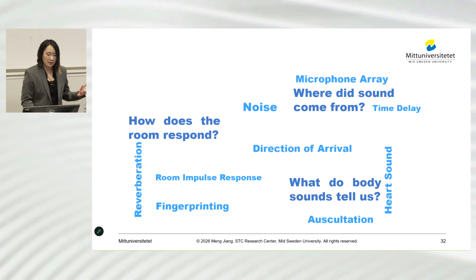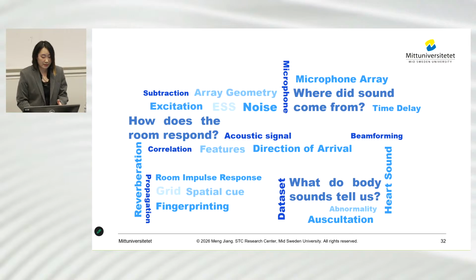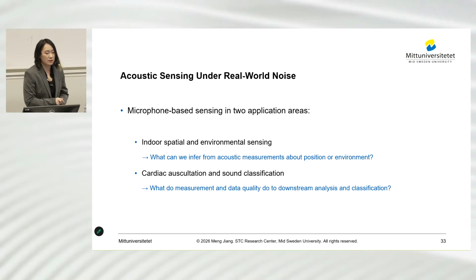We're always dealing with propagation, and we extract spatial cues using multiple microphones. We use time differences, and we often lean on spectral features to form fingerprints. Underneath is what those cues actually run on. In practice, the microphone array and its geometry, heavy use of correlation, the constraints of noise in reality, and sometimes the constraints of the dataset for the data-driven models.